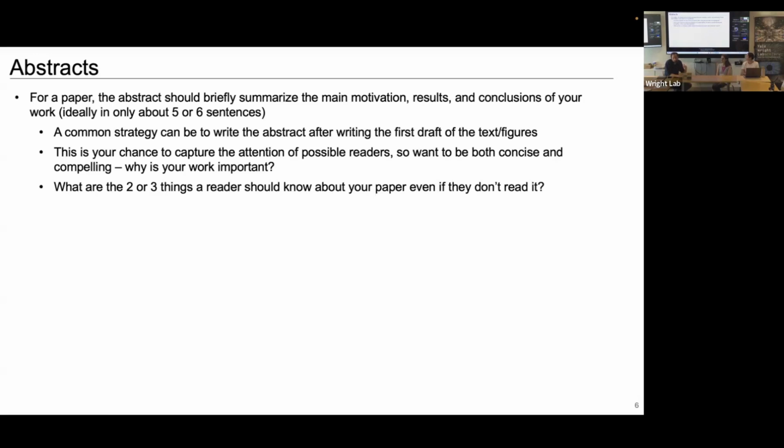What did you do and what are the conclusions that someone can quickly read? And if they get sucked in by that abstract, maybe they'll look at your figures. And if they're really impressed, then they'll read the rest of the paper. So that's maybe the order of operations and why these things are so important. You really want to capture the attention of possible readers. You might also write abstracts for talks and things, and the strategy is always the same. You really want to distill down just the 2 or 3 things that you want people to know about your paper, even if they don't read it.